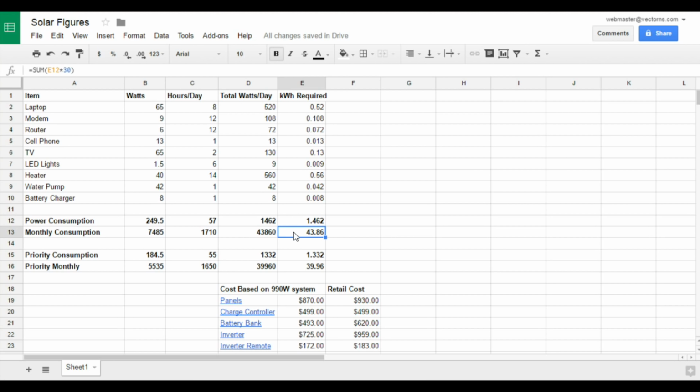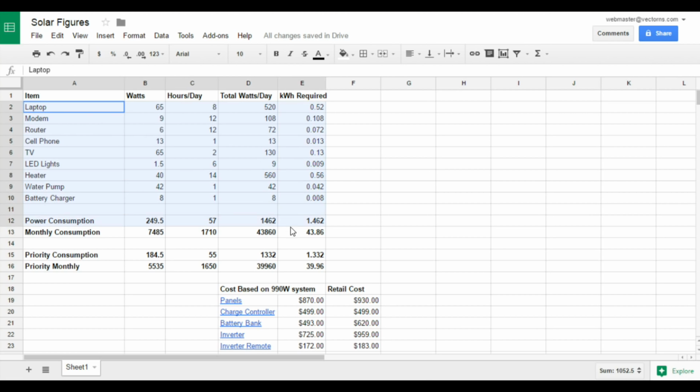But this is just in my RV, and I'm not washing clothes. I'm not running the air conditioning. I'm not running a big furnace. I'm not running a big range. You know, things like that. So my monthly consumption came out to 44 kilowatt hours. And that's what I designed the system around.